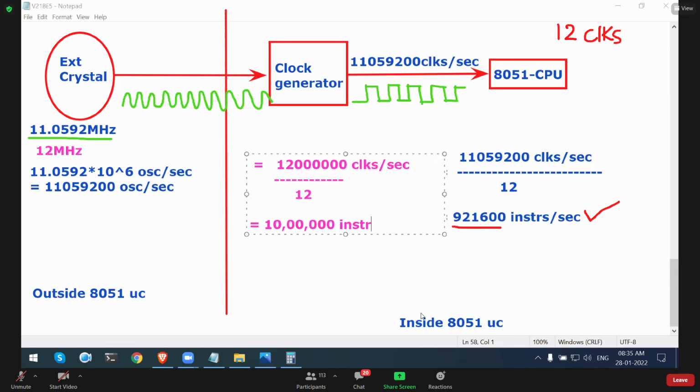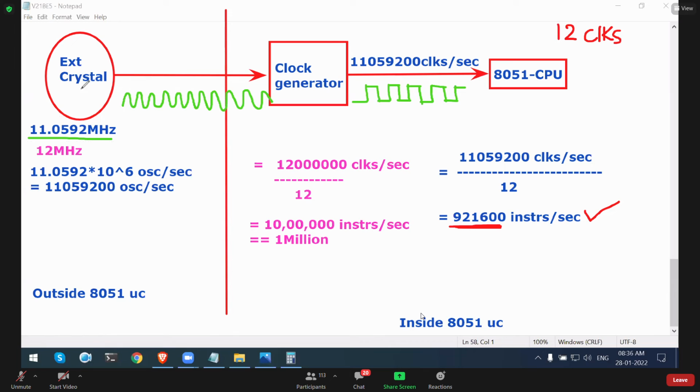10 lakh instructions per second. 10 lakh instructions are nothing but 1 million. Now understand what happens here. If I use 11.0592 megahertz frequency, then the CPU can execute 9,21,600 instructions in 1 second.